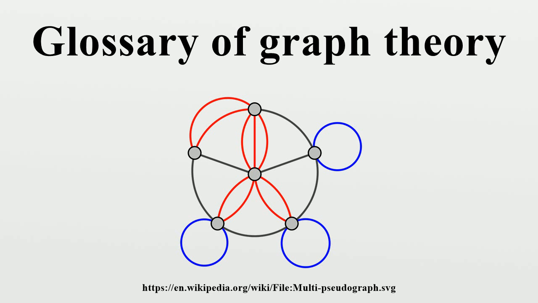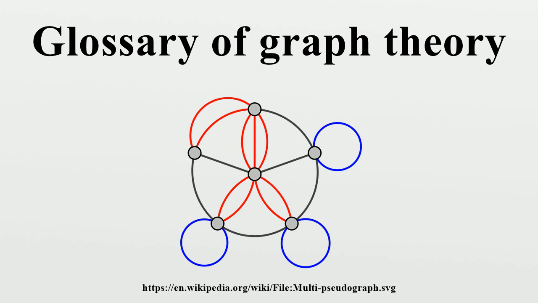Minors. A graph H is a minor of a graph G if H can be obtained from G by a sequence of edge deletions, isolated vertex deletions, and edge contractions that merge the two endpoints of an edge as a single vertex. A related concept is topological minors, whereas H is a topological minor of G if there is an injection from H to G such that every edge in H corresponds to a path in G.